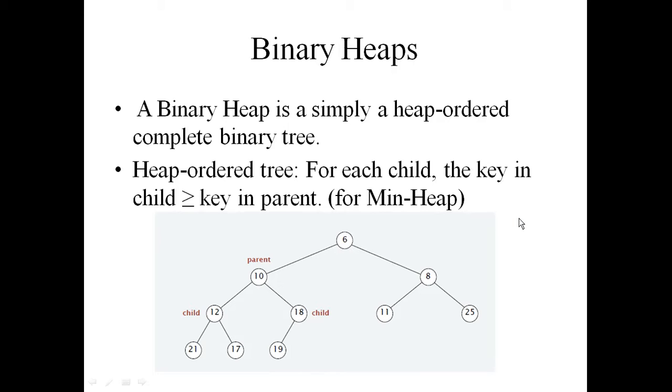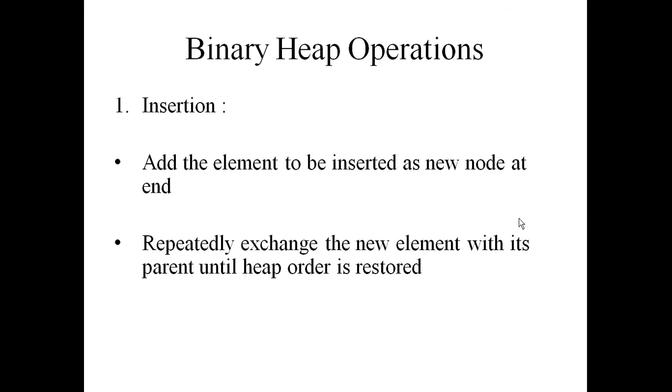Now we proceed towards the operations of binary heap. The first operation that we are going to study is insertion. So if we have to insert a particular node in a binary heap, then the first step is we have to insert that element as a new node at the end of the heap. Then if we do this, that is if we insert one node at the end of the heap, you have to check whether it is still heap ordered or not. If it is not heap ordered, then you have to repeatedly exchange the new element with its parent until the heap property is restored. Now we'll see this with the help of an example.